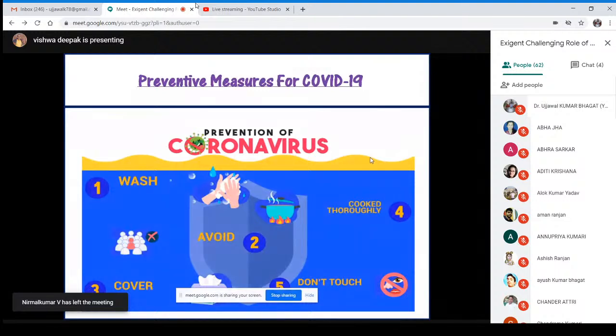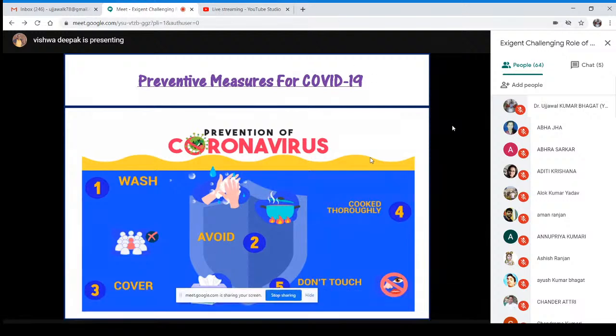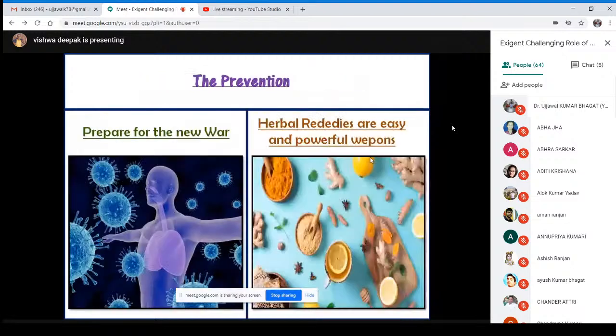It is not going outside. We have to cover ourselves, like there is a PPE kit, personal protective equipment. That is also made up of polymers. All things are chemistry, and we cook everything thoroughly to remove the pathogen. We have to keep social distancing. So these are the preventing measures for this.